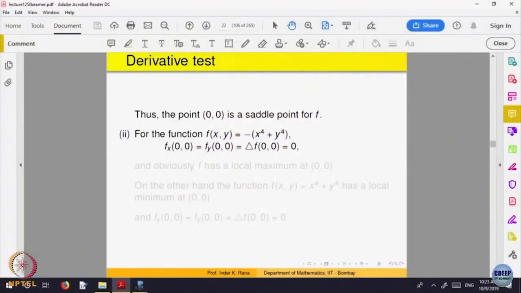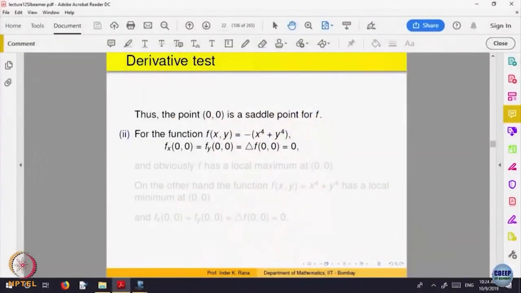So, let us look at another simple example. For example, if you look at minus x^4 y^4, we know what the graph looks like. x^4 y^4 is always positive, right? It will be like a cup. And the point (0, 0), since it is a negative thing, it is an inverted cup, so the point (0, 0) will be a point of absolute maximum actually, because at every other point the value is negative, okay.